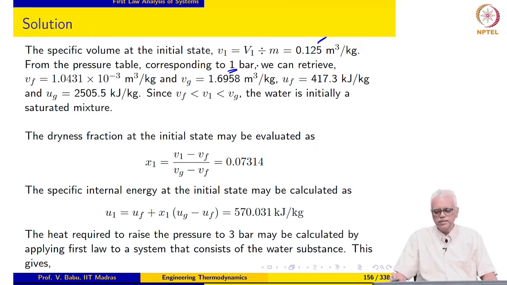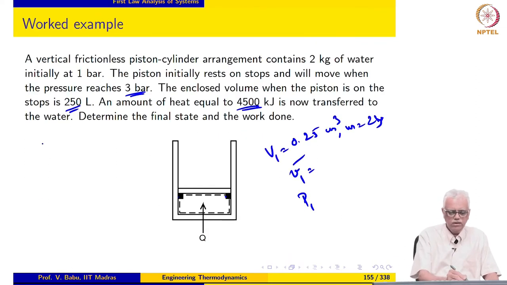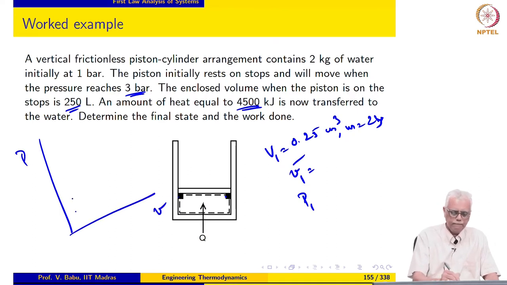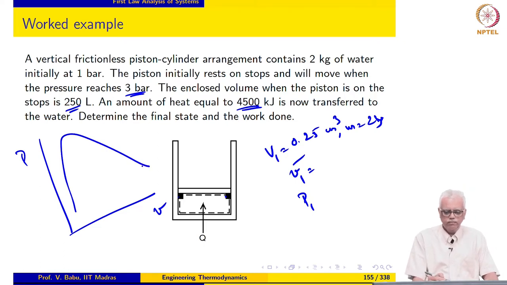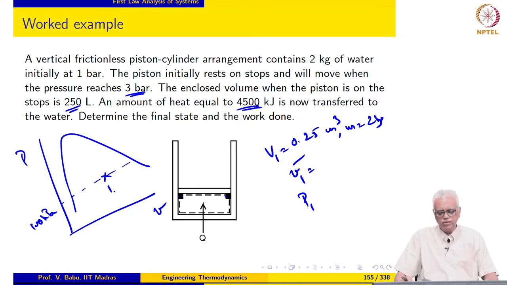So you go to the pressure table, the steam table, and you can see that Vf is equal to this and Vg is equal to this. Since the given specific volume lies between Vf and Vg, the initial state is a saturated mixture, okay? We can now show this on a PV diagram like this. So this is 100 kPa. The initial state is a saturated mixture, which looks like this.